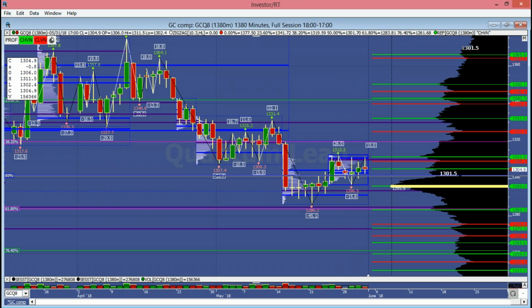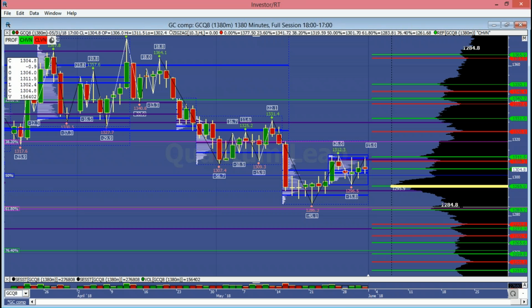If we don't hold the 1300, move back down to the 95, 90, 80, and possibly even push back down into this 83, 84 area. So that's what I'm looking at in gold.